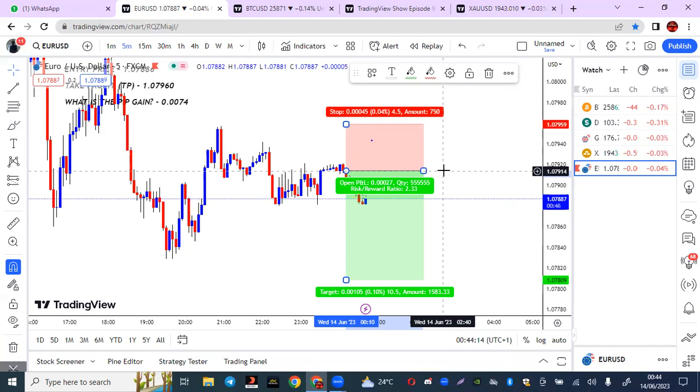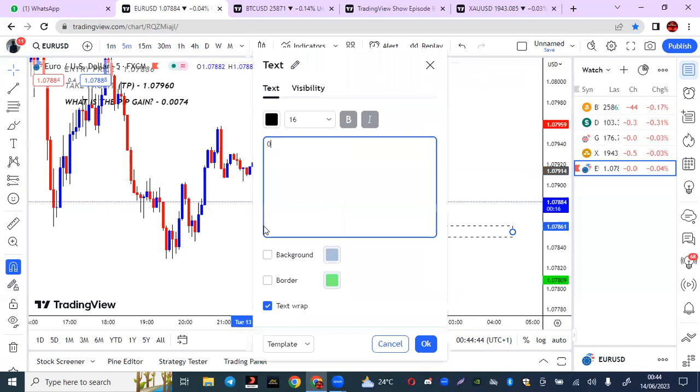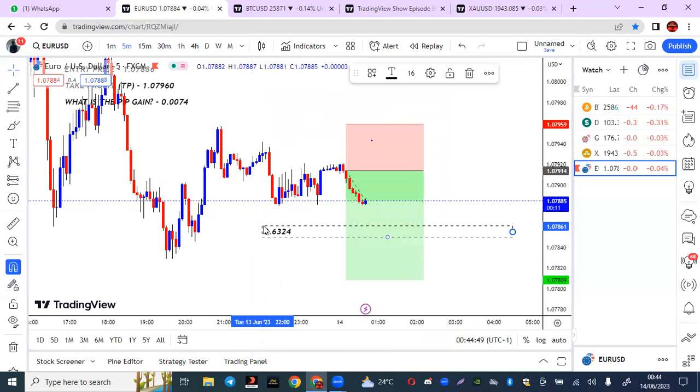What's the value we get? We're subtracting 1.07914 from 1.07959. Can someone tell us what's the value? 0.6324. Okay. So now, are you sure, 0.6 or 0.06?